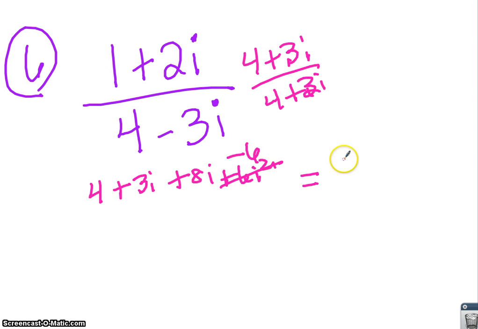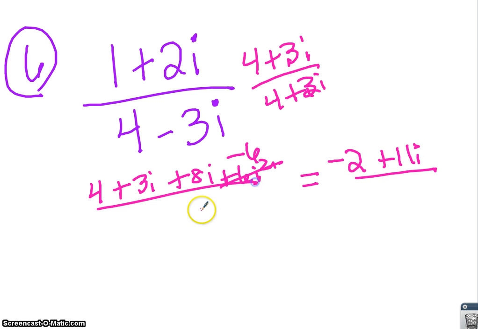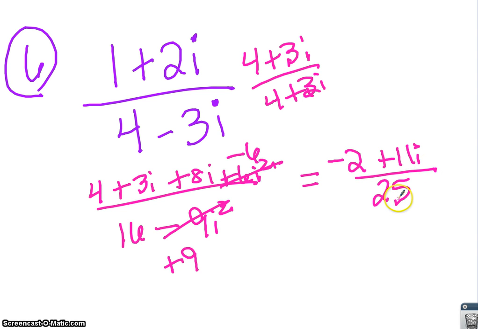Combine your like terms. 4 minus 6 is negative 2. 3i plus 8i is plus 11i. That's your top. On the bottom, it's just first minus last. So 4 times 4 is 16, minus 3i times 3i is 9i squared, which becomes plus 9. 16 plus 9 is 25, and you would check to see if you could reduce, and you can't.